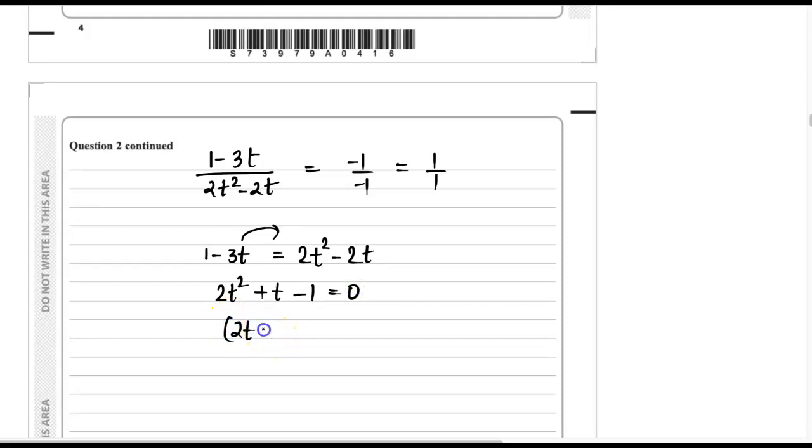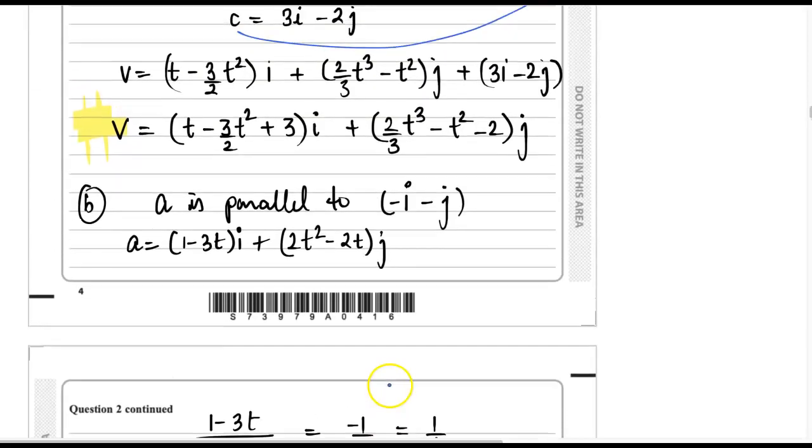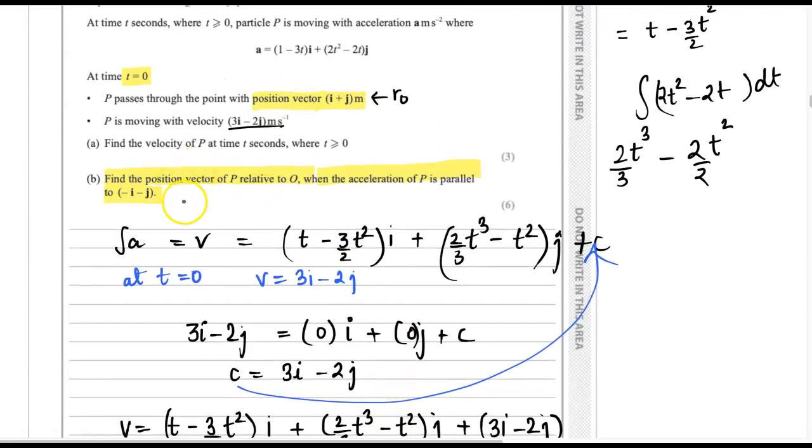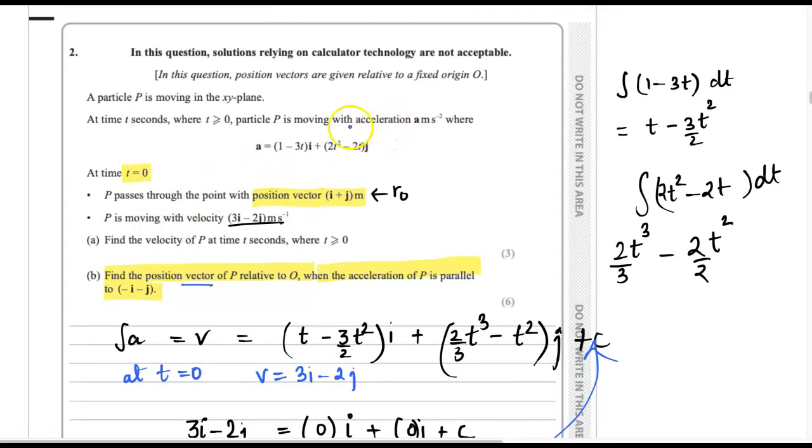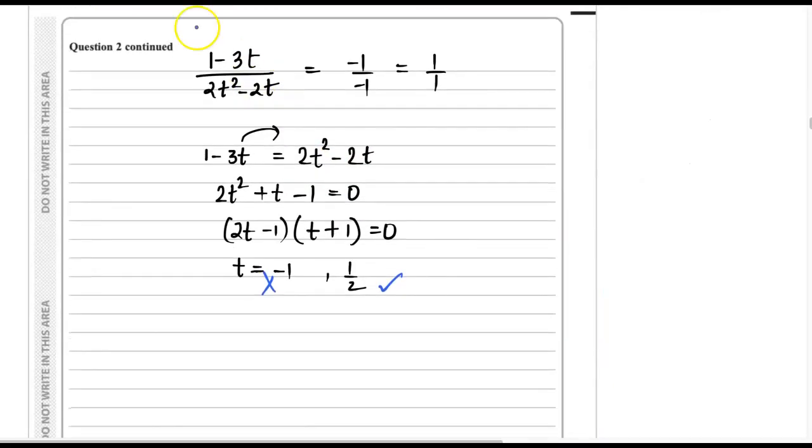I think it's going to be 2t minus 1 and t plus 1 equals 0. So we will be getting t is minus 1 and a half. So obviously minus 1 would not be accepted. A half is the answer. So yes, half is the answer. But we need to find out position vector. Position vector, and we can see the object is moving with acceleration. So for this one, which particular formula do we use?